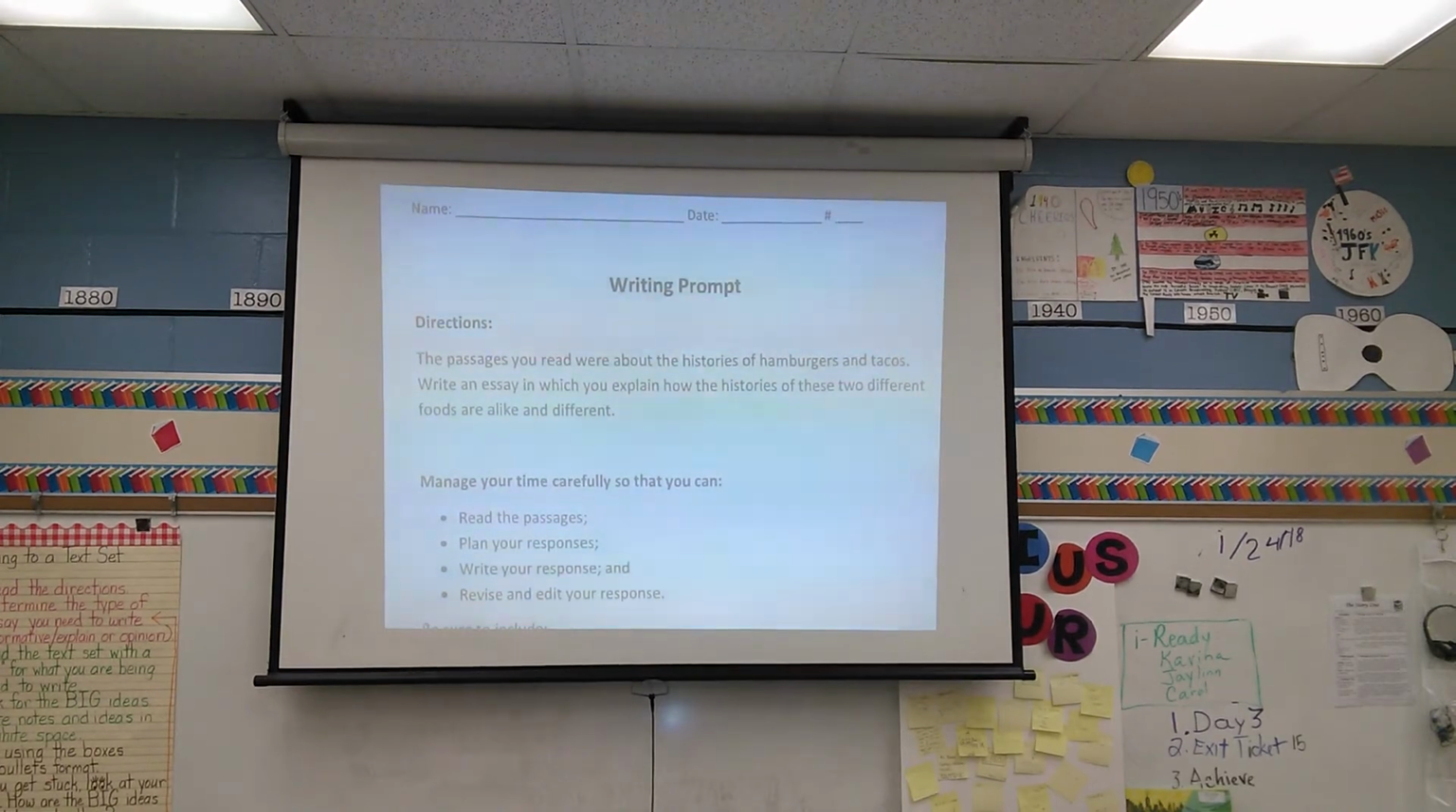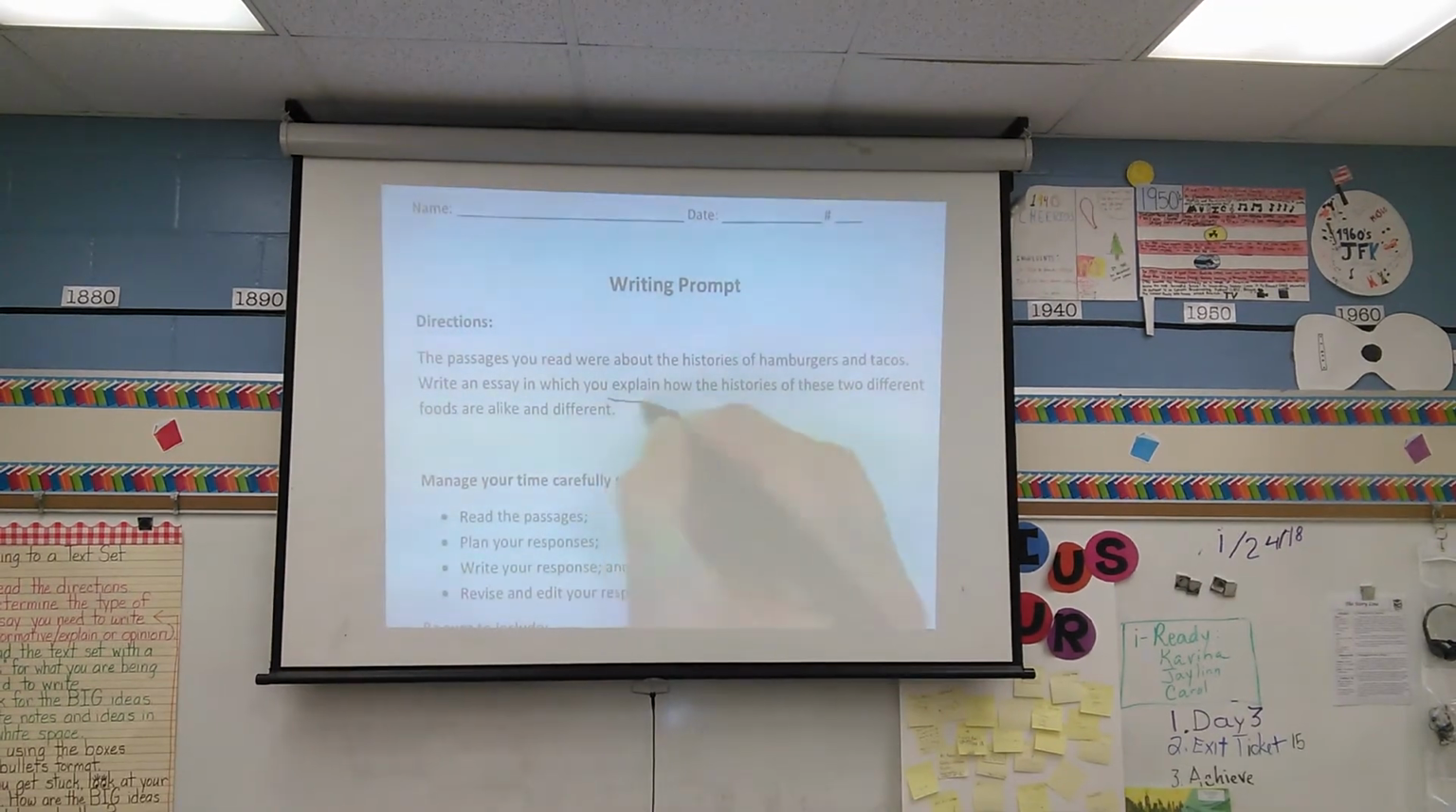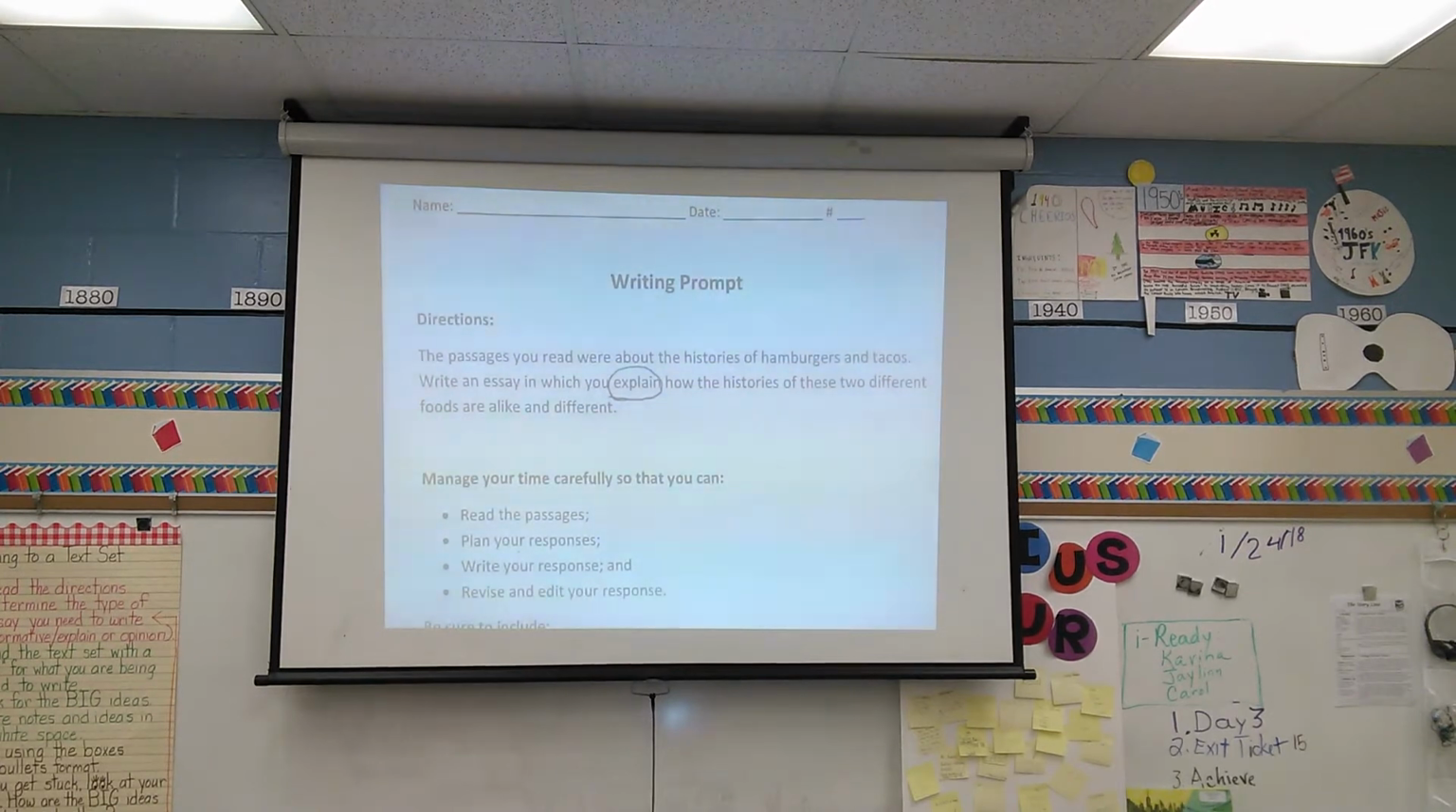Okay, so what are they asking you to do? Micah? They're asking us to explain how the two histories of hamburgers and tacos are alike and how they are different. Okay, so can we write a thesis statement right now, thinking about these directions? Quick, turn and talk to a partner and write the thesis statement in the air.